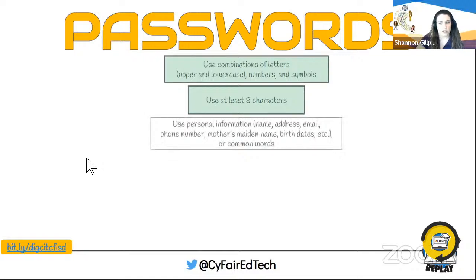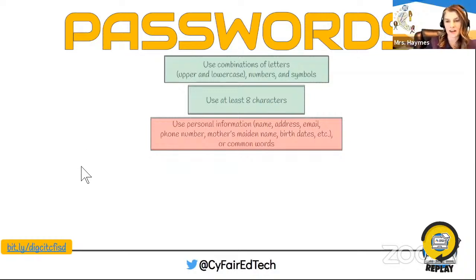What about using your personal information? It makes it so much easier to remember if I'm using my birthday or my name as part of my password. Would that make it very strong? No. Probably not, because people could probably guess. I talk about my kids and my dogs a lot, so I'm sure that people are probably thinking that's part of her password. So I try to be really careful to avoid that kind of thing because I think that people will probably guess it.